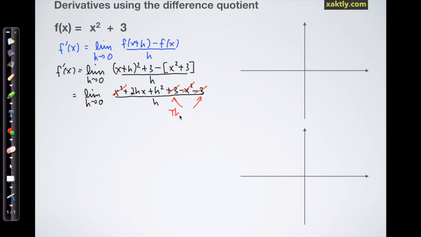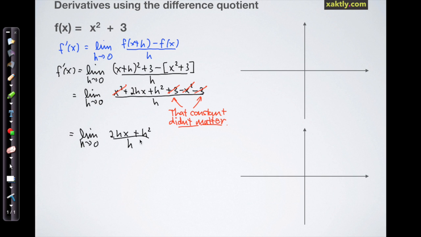And so what we realize here is that the constant really didn't matter at all. And hopefully you'll see how that makes some sense once we plot these graphs. So now here's our simplified limit. We just have 2hx plus h squared all over h.